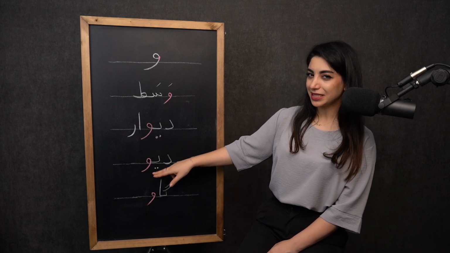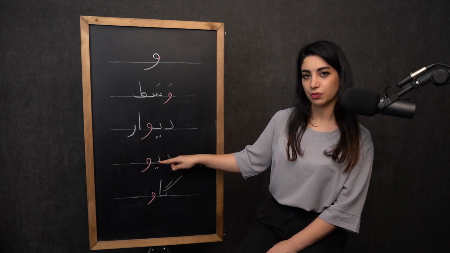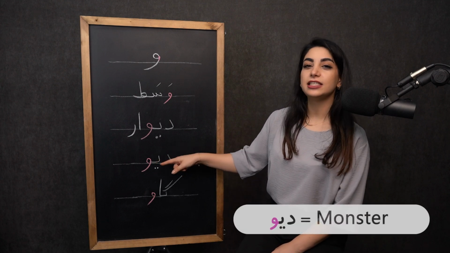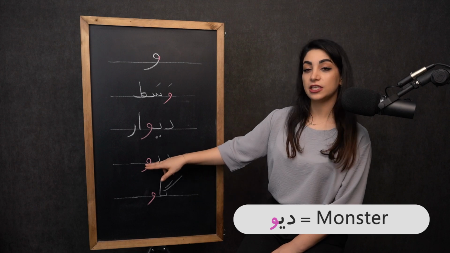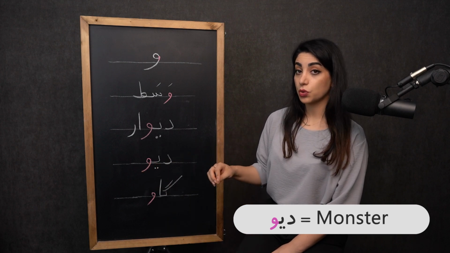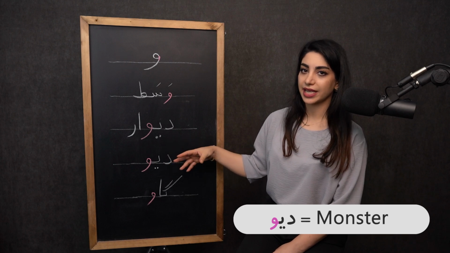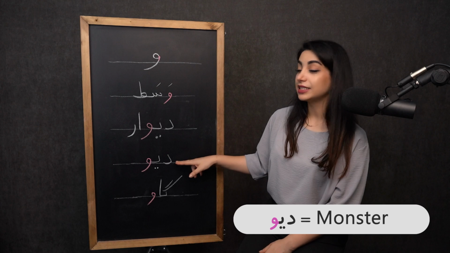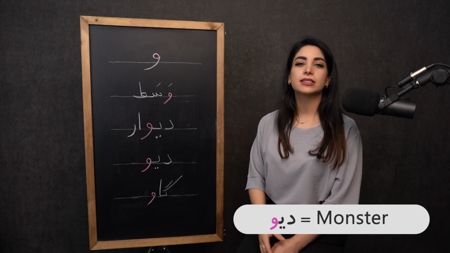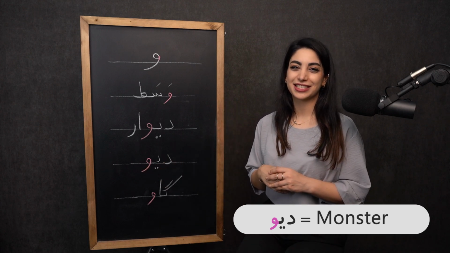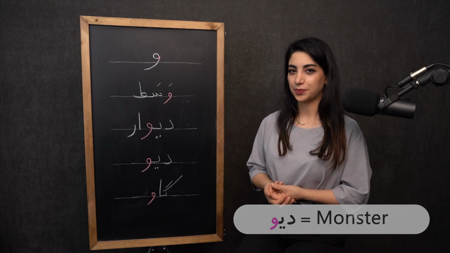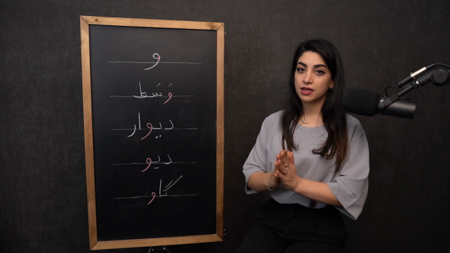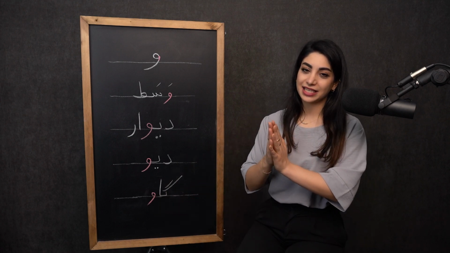What about this one? Well, it came at the end and it attached from here. So how do I read it? Div. Although I just want you to see how it looks like actually and where it can attach and where it doesn't. Div is the same as monster in English. Div, monster.